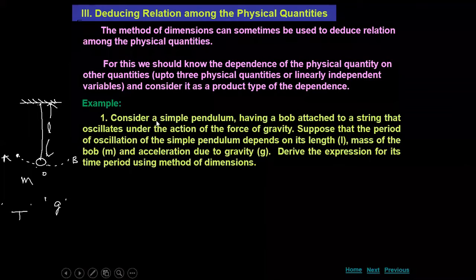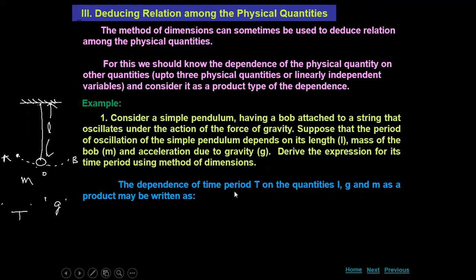The same time period expression we will find in the oscillations chapter, that is the important 8 marks question. So again we will be doing it there. Here we are doing it with dimensions, right? Now, the time period T depends on these three quantities I have considered. Whether really it depends or not, we will come to know in the end.